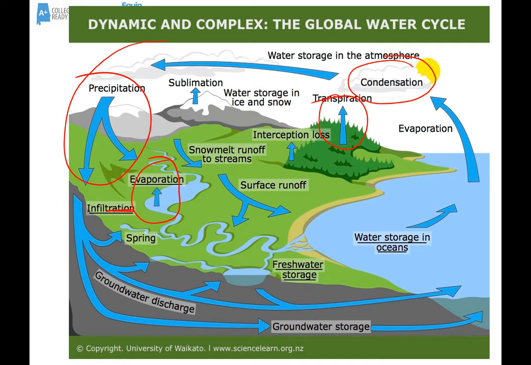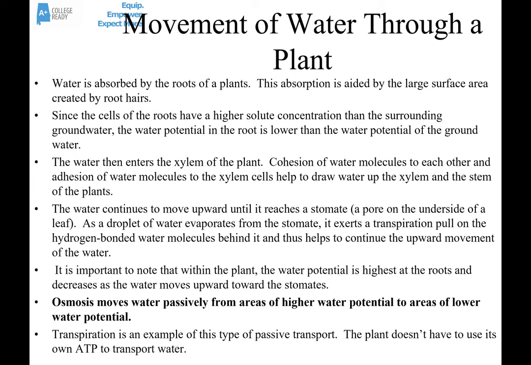So let's finish this screencast up by talking about two other topics. Let's talk about movement of water through a plant. So we know water is absorbed by the roots of a plant. Oftentimes this absorption is aided by the large surface area created by the little hairs on the roots, the root hairs. The cells of the roots have a higher solute concentration than the surrounding groundwater. So they have more salts and other things dissolved in them. This causes the water potential in the root to be lower than the water potential of the groundwater.